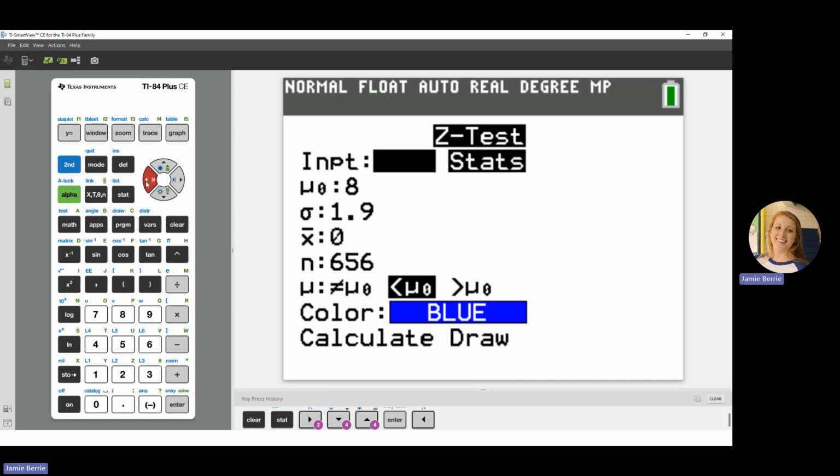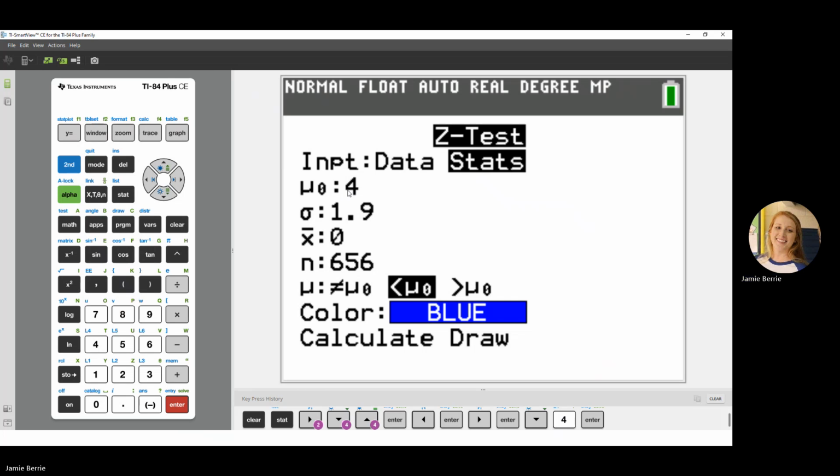So if you had typed in the data manually, you would go in and hit enter on data, and you would say, okay, I've typed this into a list. We did not have to type in the data, so we're just going to keep it on stats. And then we've got a bunch of stuff here that we have to work with. You see mu 0, that's the null hypothesis, so we're going to put 4 in there. That's our value that's currently believed to be true.